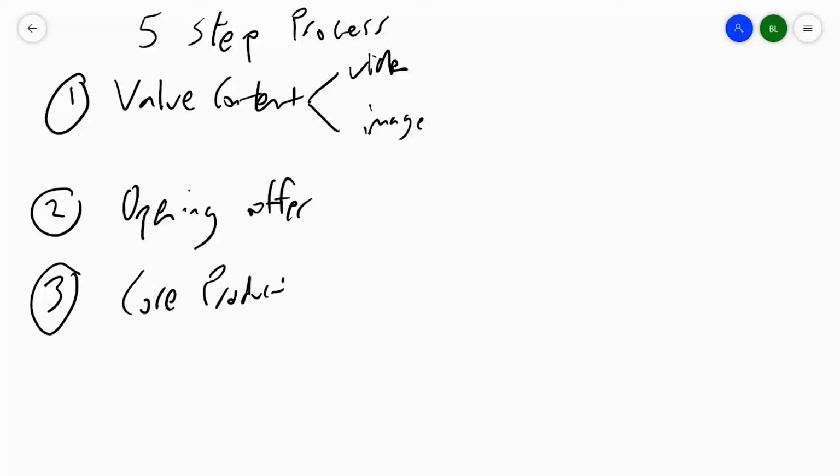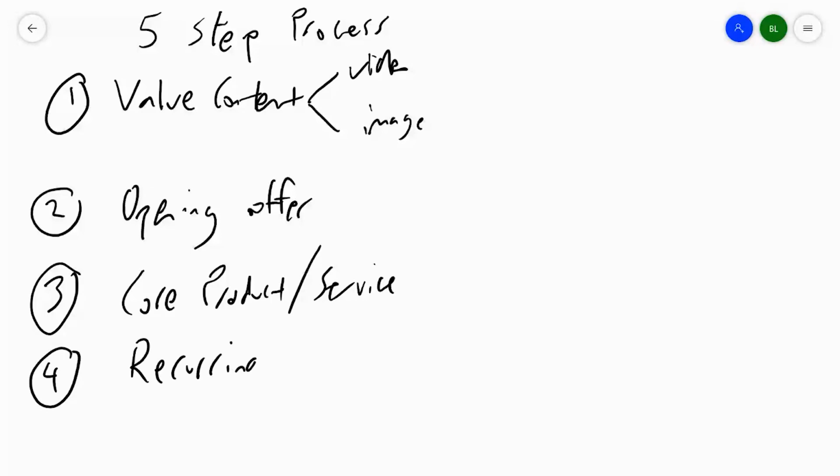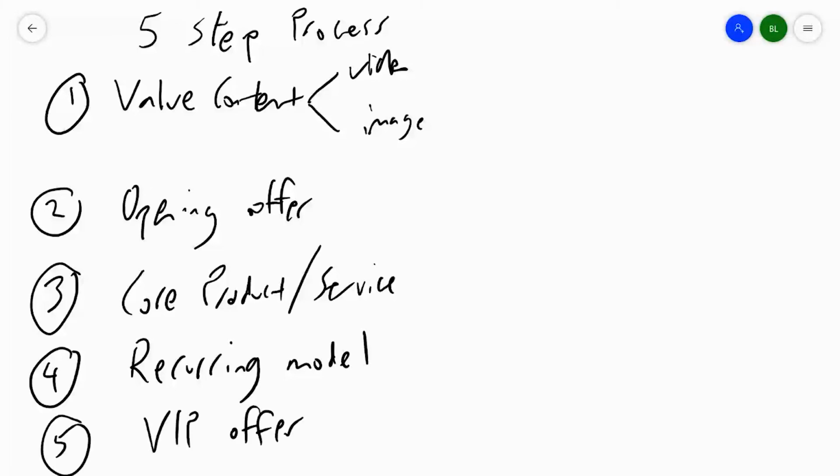So we want to make sure that customers come back to purchase from us. How can we get customers to purchase from us through a recurring model? And then the fifth one would be the VIP offer, which is something that you offer to your high paying customers, so you would be able to maximize your revenue as they go through this process.